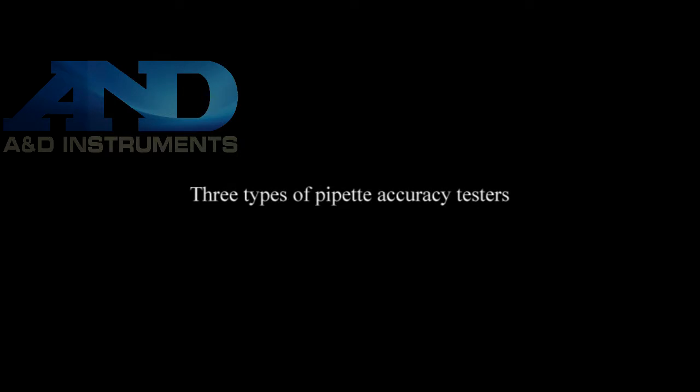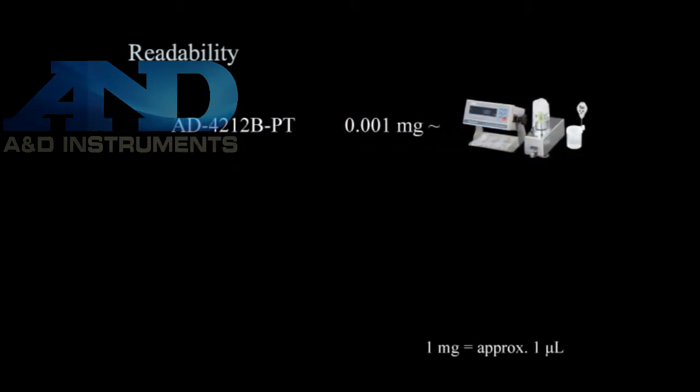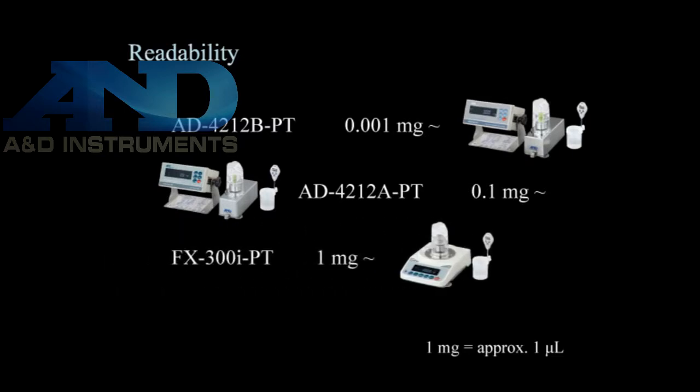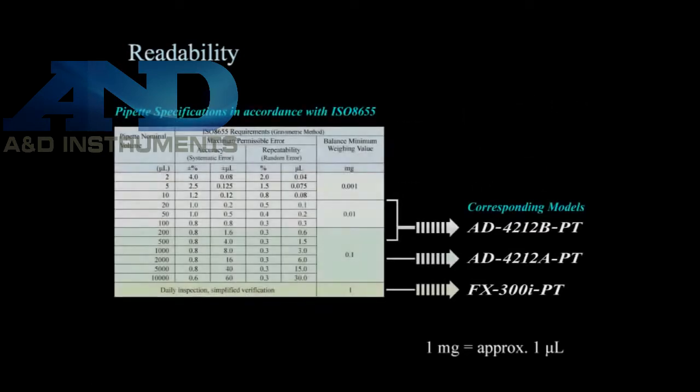A&D offers 3 types of pipette accuracy testers, each including a balance with a different weighing resolution. The AD4212BPT with the readability of 0.001 milligram, the AD4212A-PT with a readability of 0.1 milligram, and the FX300I-PT with the readability of 1 milligram. Please select the one that best suits your required level of precision.